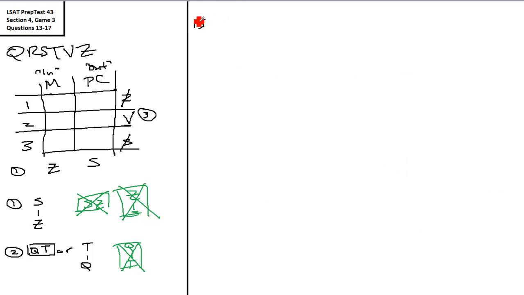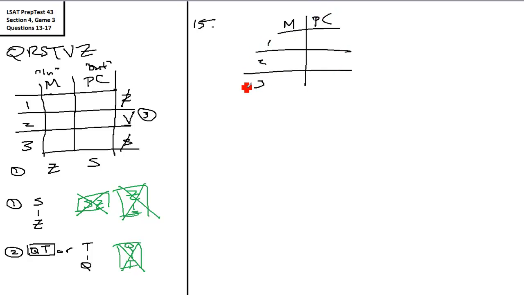Alright, let's go to question 15. So question 15 asks us, which of the following is a complete and accurate list of the paintings, any one of which could be the painting from the artist's first period that is sold to the private collector? Okay, so we have our museum, we have a private collector, first period, second period, third period, and we're asking what can go here in this box.